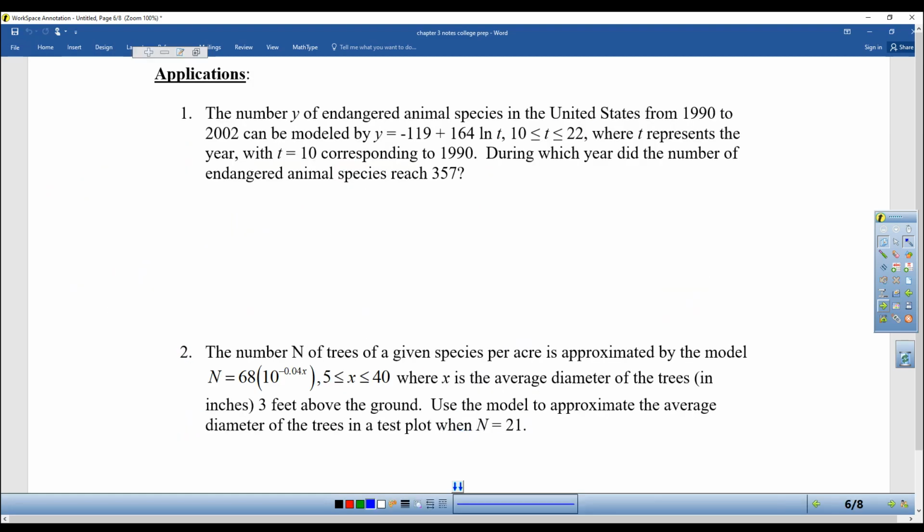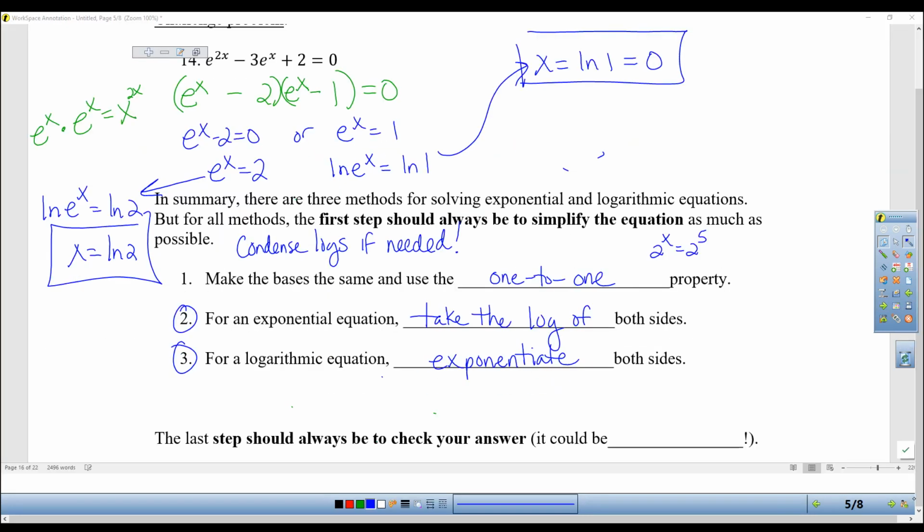Let's do some application problems. Oh, I think there was a little thing there. Maybe it didn't show up. There it is. The last step should always be to check your answer. It could be extraneous. Remember, you can't take the log of a negative number.